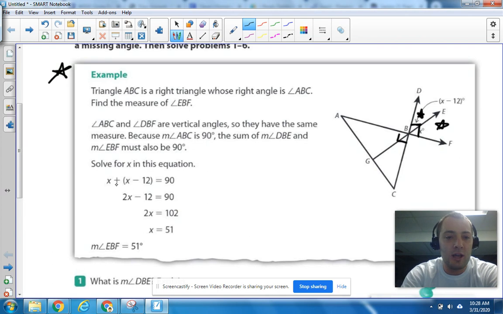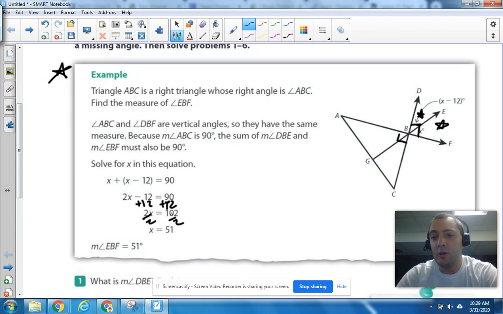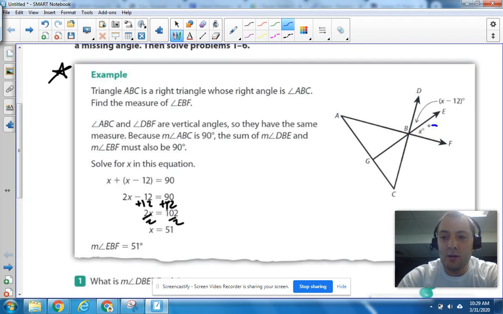So then when you add up the two x's, you get 2x. 2x minus 12 is 90. You can solve it from there by adding 12 on both sides. You get 2x equals 102, and you can divide by 2 on both sides. So that'll get you x is 51. So we know that this angle right here, even though it looks like it might be cut directly in half, x is 51 degrees. That would mean that this angle right here is 51 degrees.